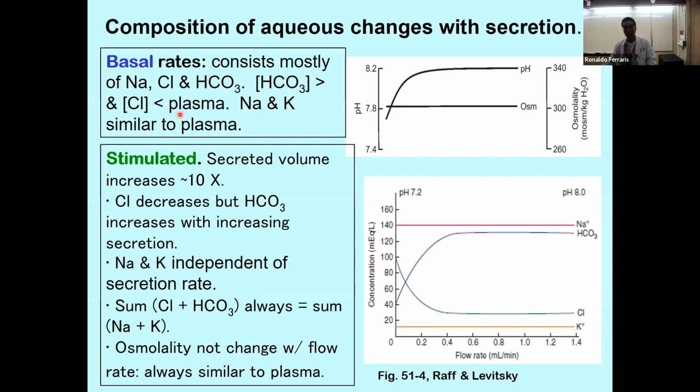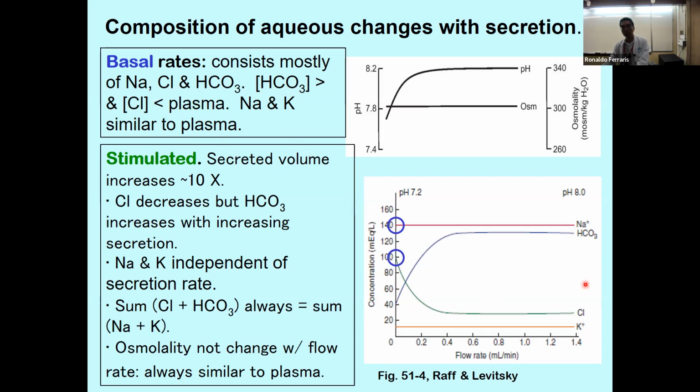At basal rates, you have this composition here. At basal rates, your pancreatic juice is composed mainly of sodium, chloride, and a little bit of bicarbonate. Bicarbonate greater, chloride less than plasma. You could confirm that later.